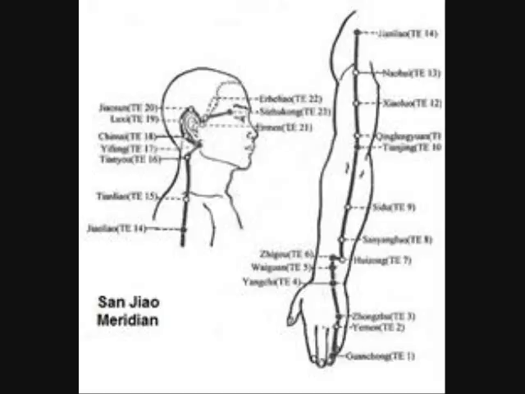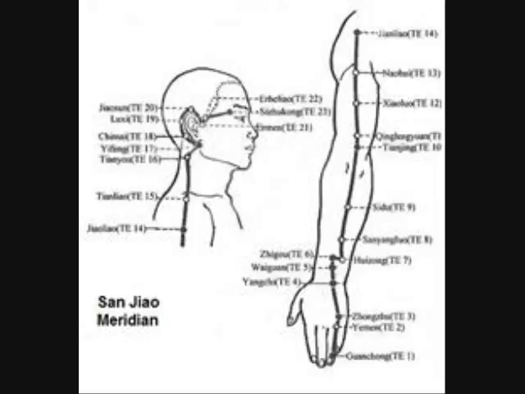Sanjiao 16. Posterior and inferior to the mastoid process on the posterior border of sternocleidomastoideus, almost level with SI 17 and UB 10.